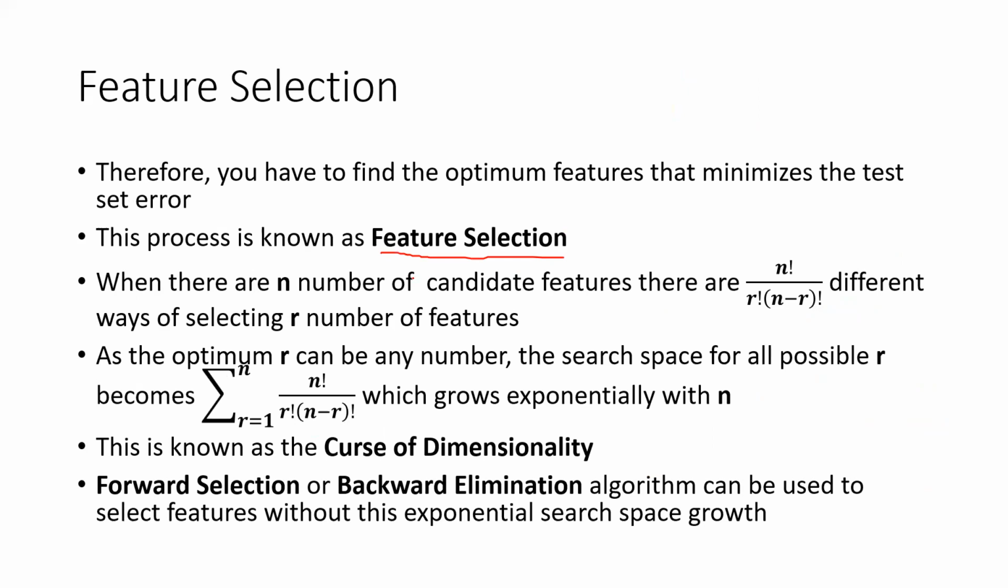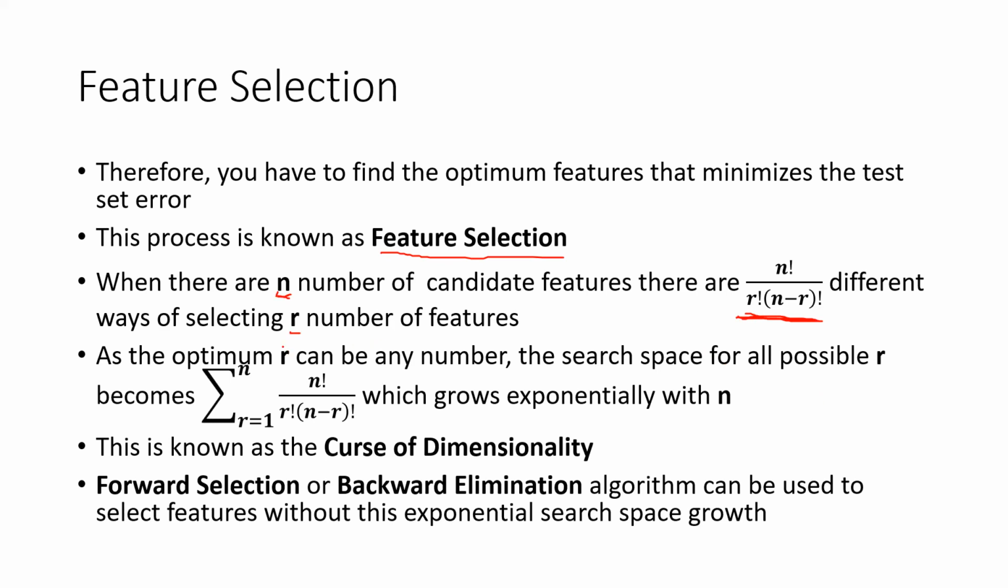So now say that you have n number of candidate features, right? Now, how many ways can you select r number of features out of these n candidate features? There are this many ways that you can select it. If we are trying to validate to find the test errors, you have to run it this many times to find the errors, and you have to find the minimum one, right?